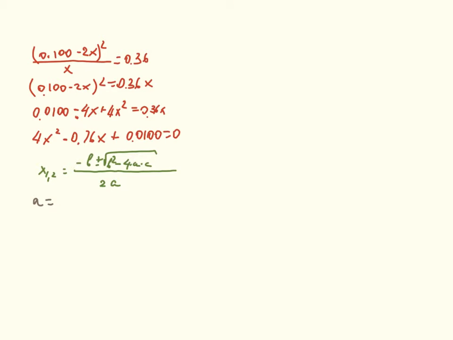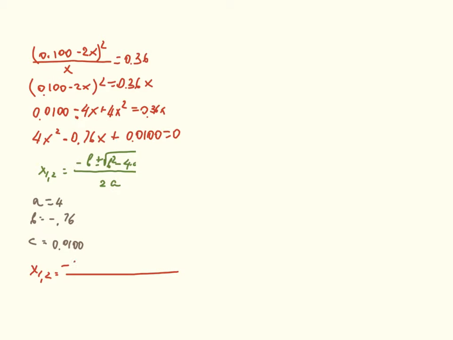A is 4, b is negative 0.76, and c is 0.0100. Okay, let us plug the numbers into the formula and find x1 and x2. Okay, it's going to be x1 and 2. So far we can solve them together.